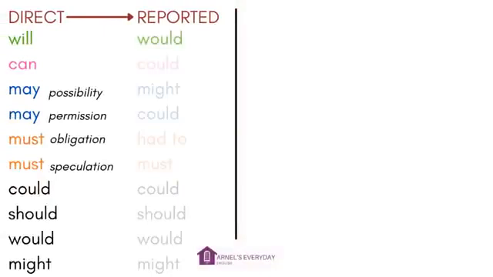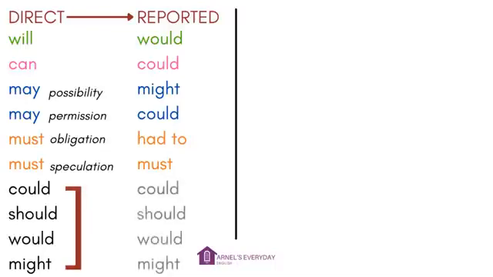Will becomes would. Can, could. May, might, possibility. May, could, permission. Must, had to, obligation. Must, stays the same, must, speculation. Whew, these modal verbs stay the same.